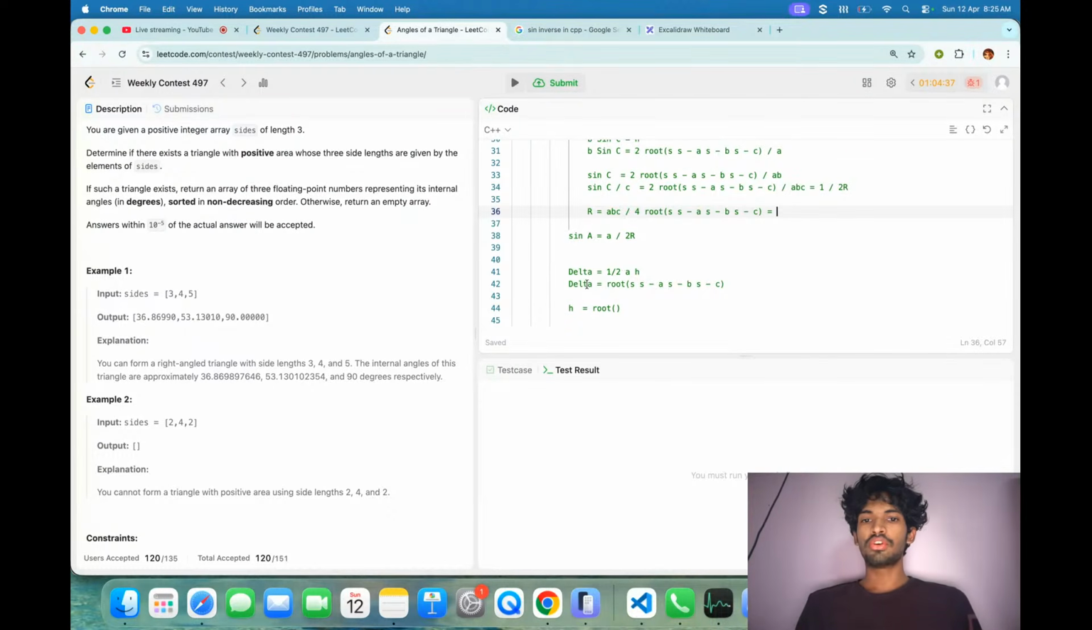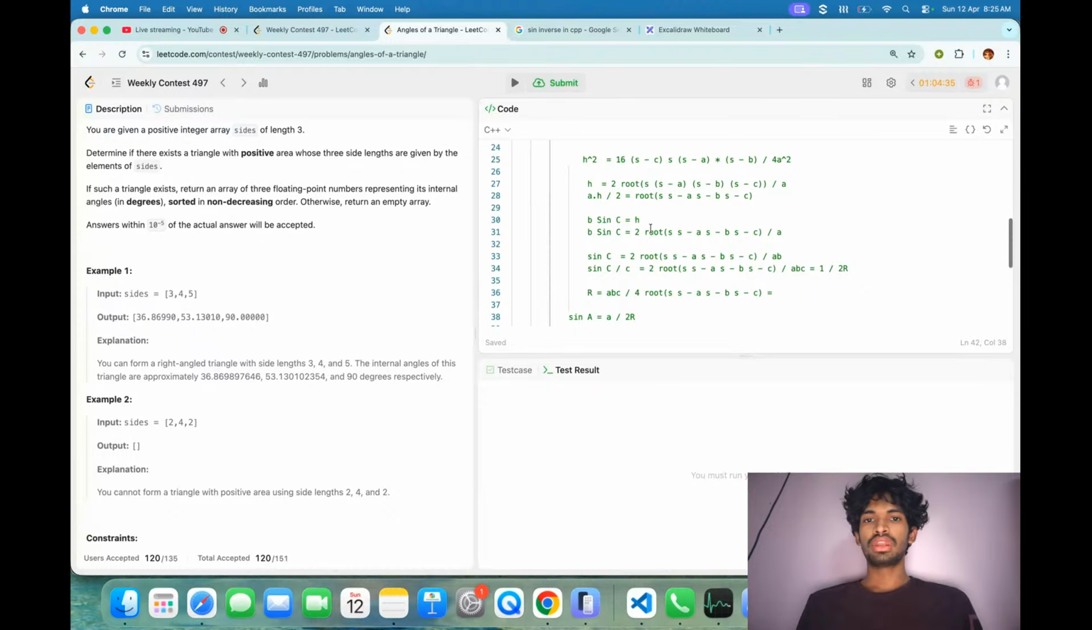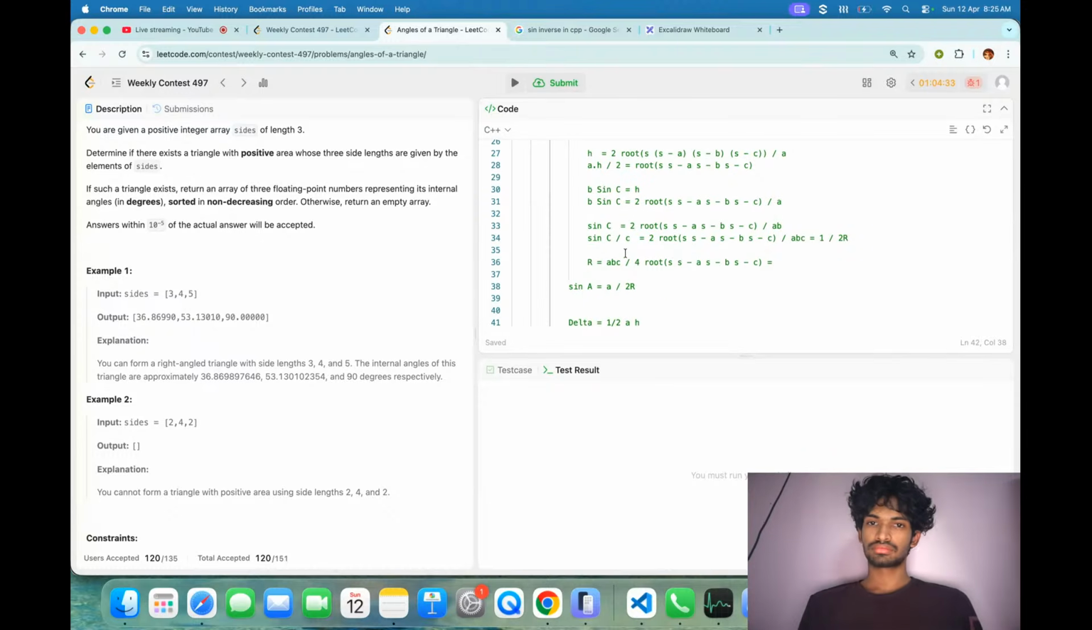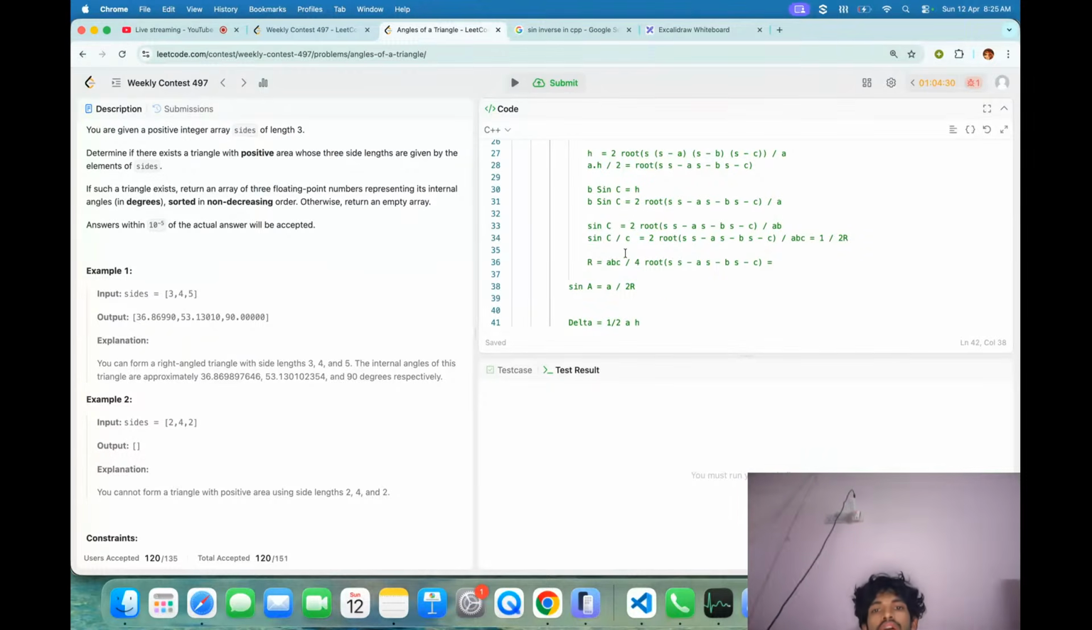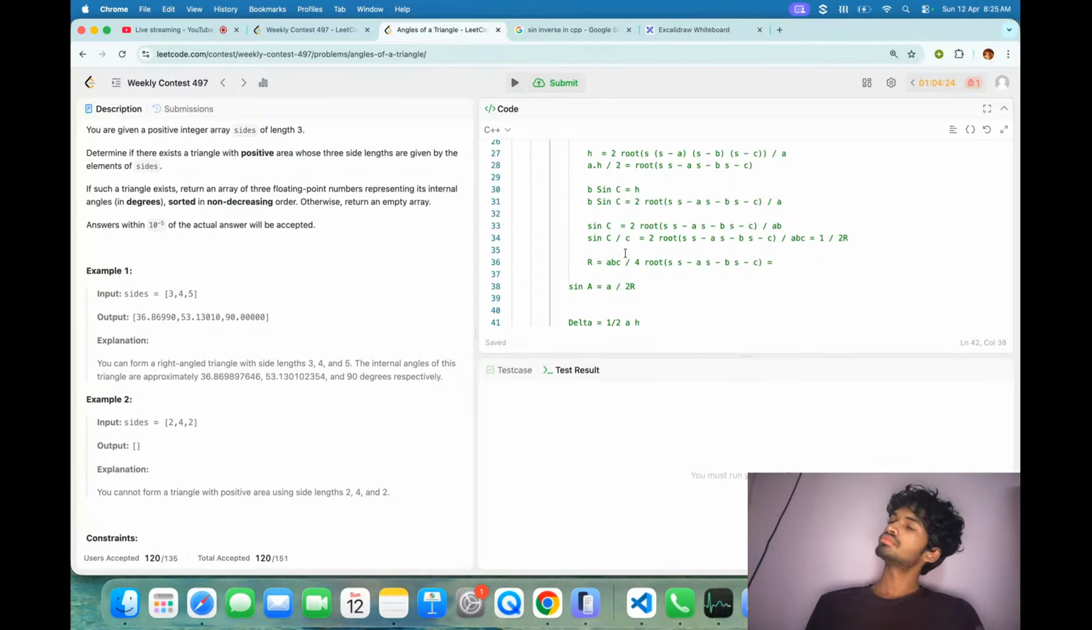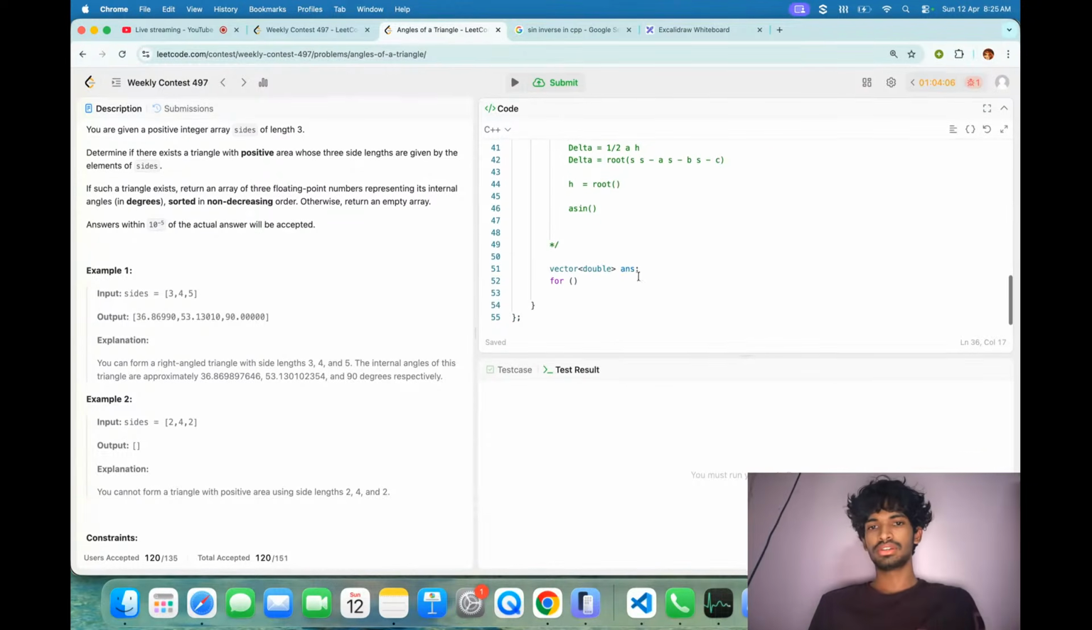So if you use this formula that this is delta, you can immediately get H, and then you can immediately get, let's just find A itself, ABC by 4 delta. So let's find delta, okay? Let's find R, and then let's find sine A, and then let's find sine inverse, okay?